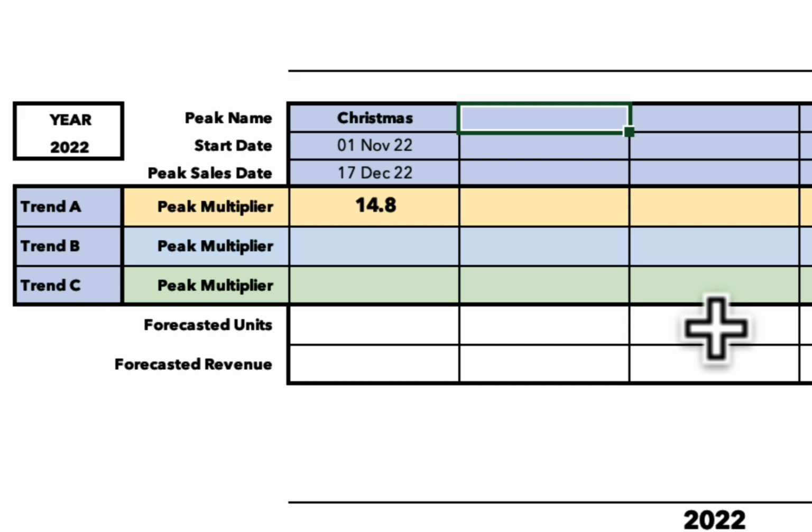Okay, let's go ahead and enter in another peak. So over here, the next holiday that we're going to have is Valentine's Day. We noticed that the Valentine's Day sales started at around February 1st, 2023. And that we're expecting the sales day to end at around February 11th.